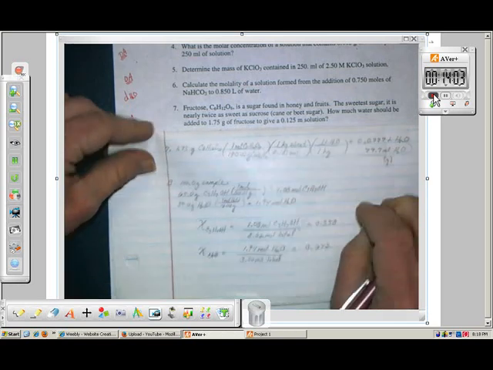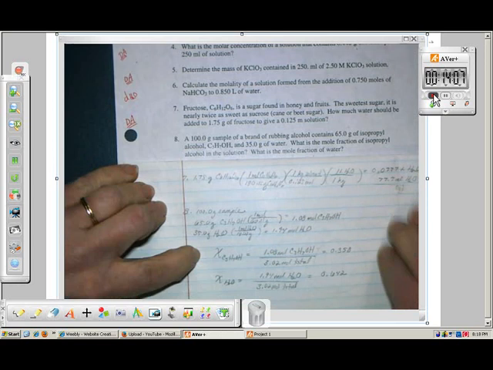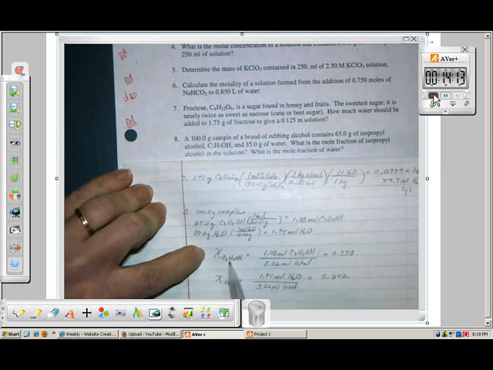For 8, that is dealing with mole fraction. You just have to be careful that you're communicating the right perspective. So I went from grams to moles for each of my components. Make sure that you add for your denominator for total moles. And if you're finding the mole fraction for each of your components, they should add up to a total of 1.